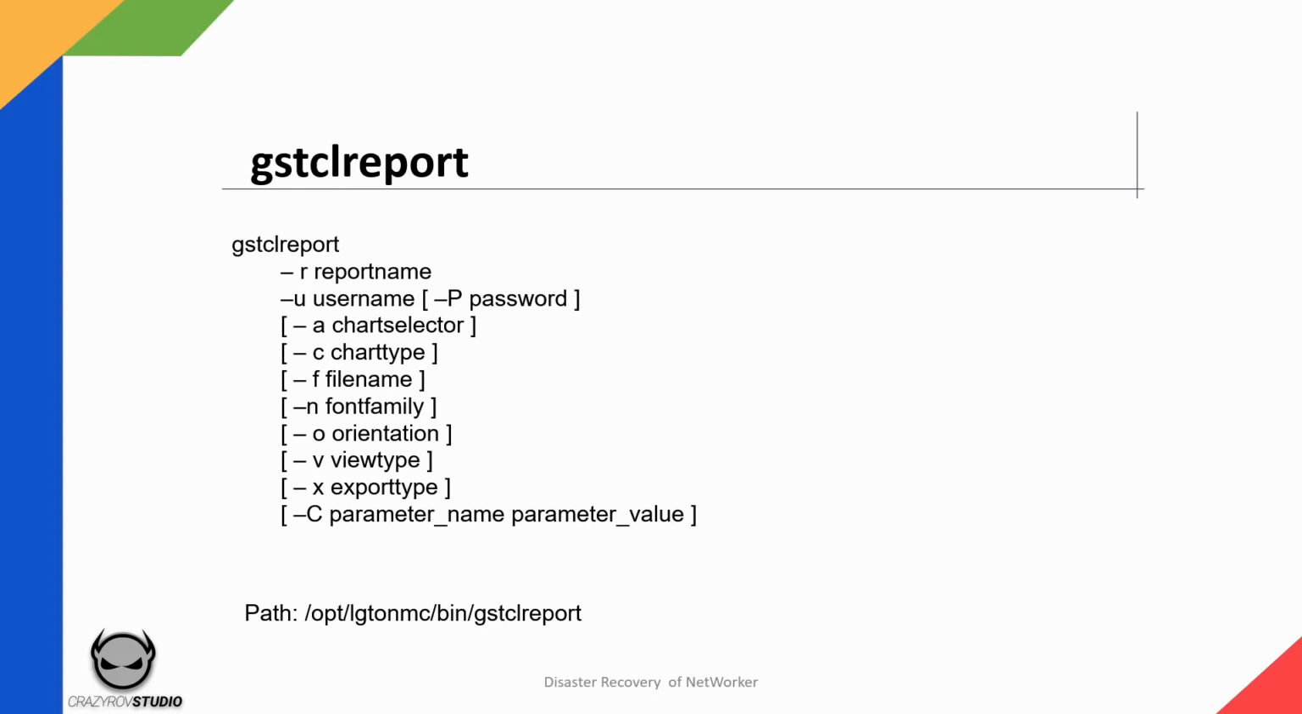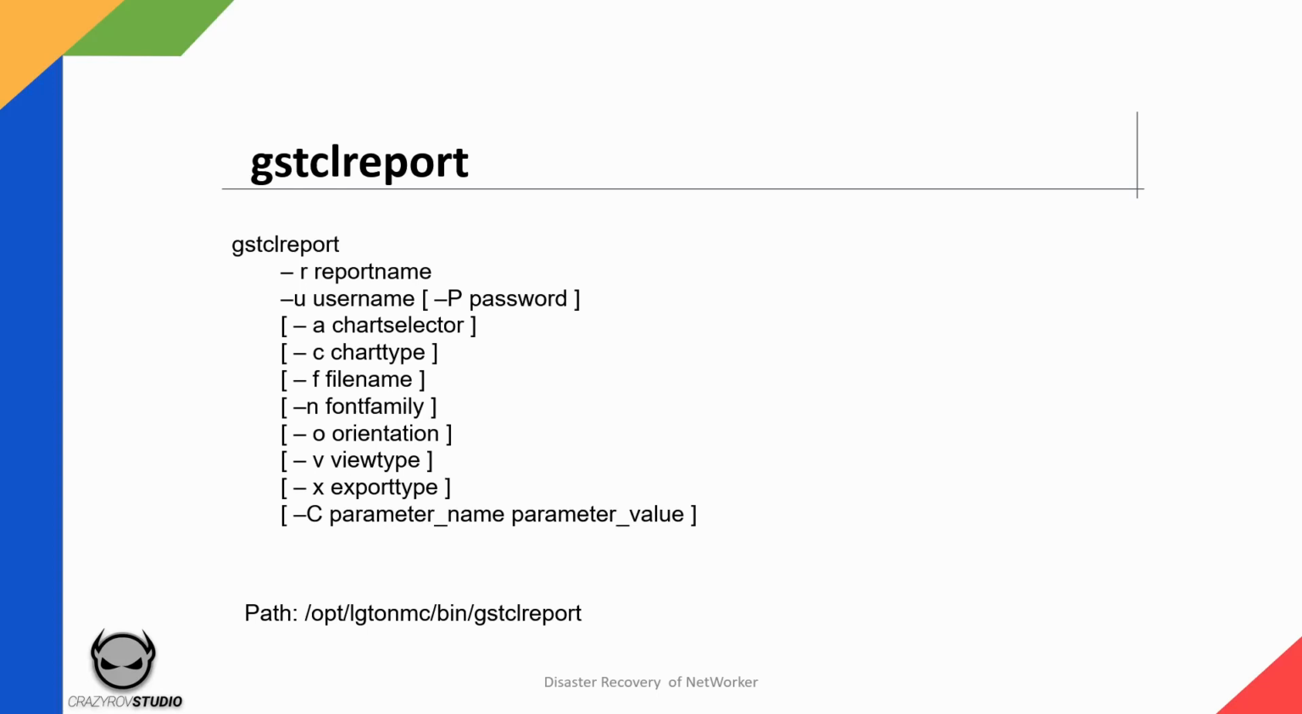The next switch is -A, which is the chart selector. This is only used when you use the chart view type, which is provided with the -V switch. So the -V switch can take in two parameters, either a chart or a table. If you have used NMC report before, you will know that you can get the chart either in a table format or in a chart format. -C switch is for the chart type, and the chart type is used in conjunction with the chart view type. And there are four options here, which are bar, pie, plot, and stacking bar.